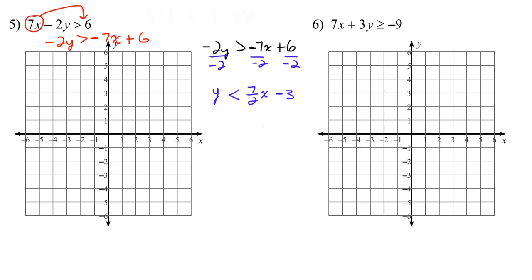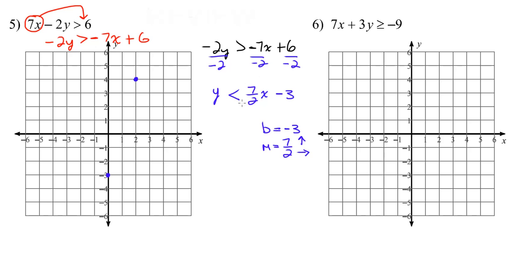So our y-intercept is negative 3, and our slope is 7 over 2. So we place our y-intercept on negative 3, and we move the way our slope tells us, which is up 7 and right 2. So 1, 2, 3, 4, 5, 6, 7, 1, 2. And here is our new point.